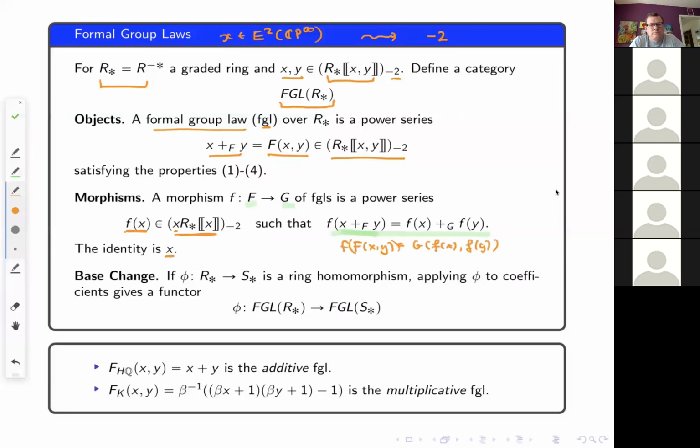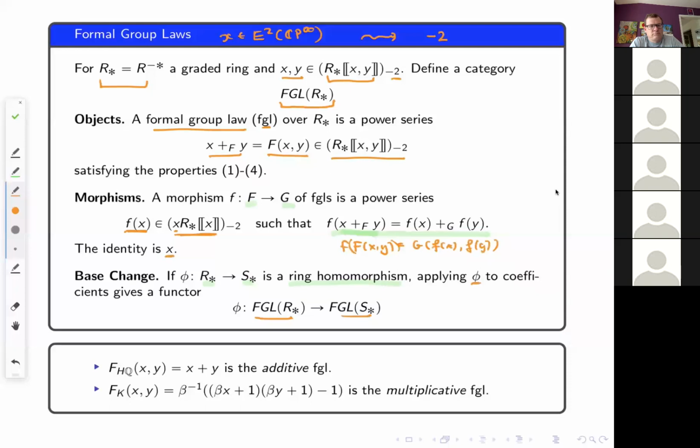And then there's one more construction that I need. It's that of base change. So if I have a graded ring R, and a graded ring S, and I have a ring homomorphism phi between them, of graded rings, then I can apply this phi to the coefficients of the power series and of the morphism. I just apply it to the coefficients, and that gives a functor between formal group laws over R and formal group laws over S, and I'm just going to call that base change.